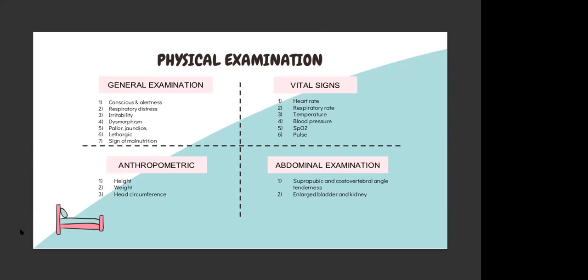And in abdominal examination, if there is suprapubic and costovertebral angle tenderness, it is an indication of UTI. And if there is an enlarged bladder or kidney, it can also indicate urinary obstruction, and palpable stool in the colon may indicate constipation, and all of these may predispose to UTI. Next.